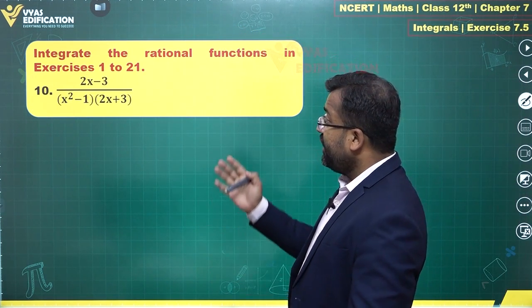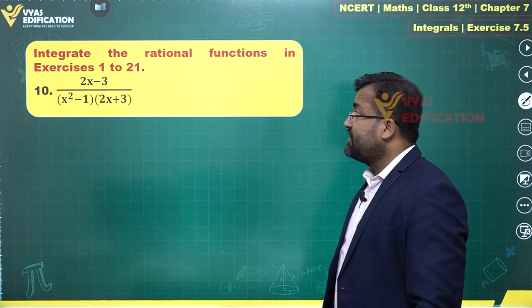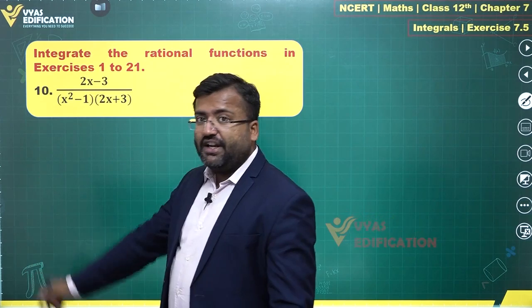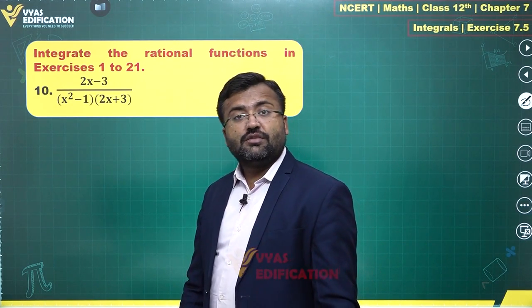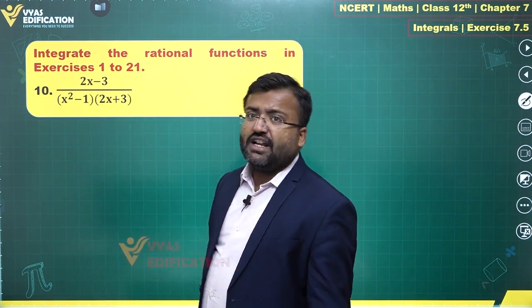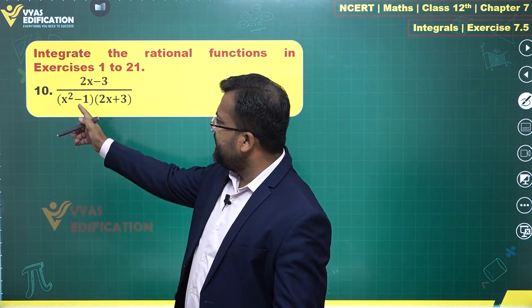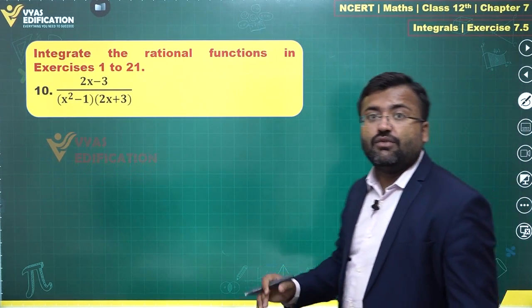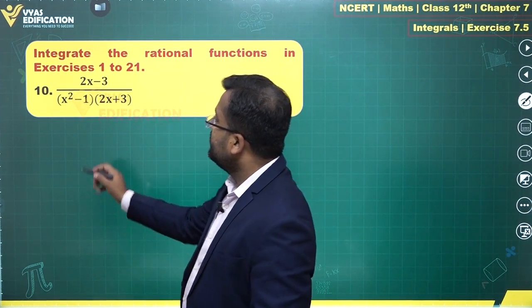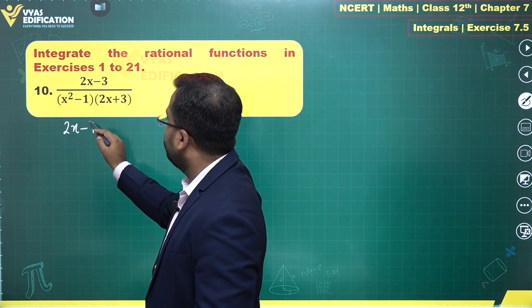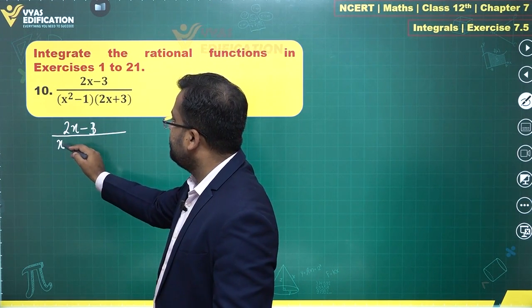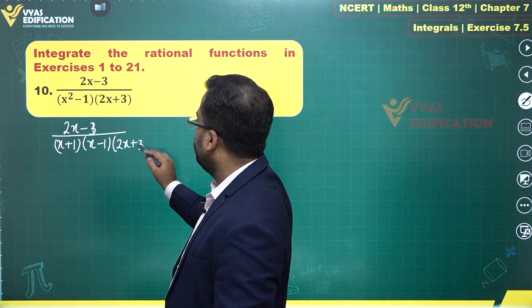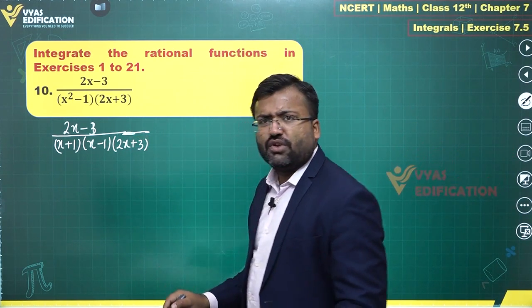The 10th question says integrate 2x minus 3 upon x square minus 1 times 2x plus 3. Now how do we do that? Once again, is the degree of the numerator less than the degree of the denominator? Yes, so this is a proper rational function. Has the denominator been factorized? Oh, there's x square minus 1 which can be factorized further. So let's do it, and after that factorization we will convert into partial fractions, right? So 2x minus 3 upon, this can be done as x plus 1, x minus 1, 2x plus 3. Is that okay? Yes, that looks okay, right?